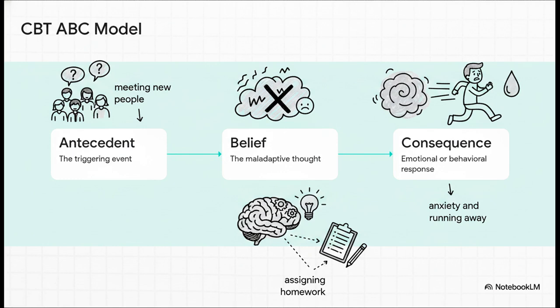It operates on something called the ABC model. A stands for the antecedent event, the trigger, like walking into a room full of new people. B is the belief, your maladaptive thought in that moment, like, oh no, they're all going to hate me. And C is the consequence, the resulting emotion of intense anxiety and the behavior of turning around and running away.